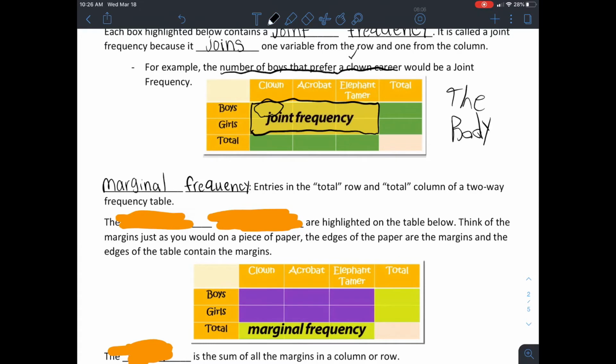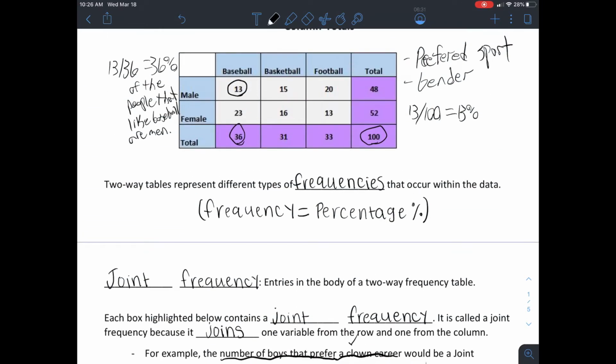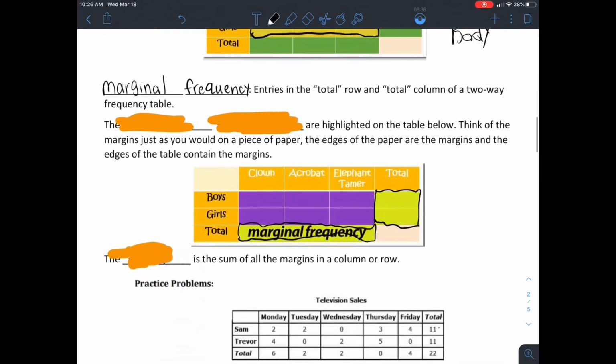So, next we have marginal frequencies. These are the entries in the total row or the total column of a two-way table. I have this picture here showing you the highlighted portions, which I've outlined now. Those are our marginal frequencies, right? So those subtotals, as we referred to them earlier, like this 36, the 31, the 33, this 52, and this 48, those subtotals are called marginal frequencies, right?